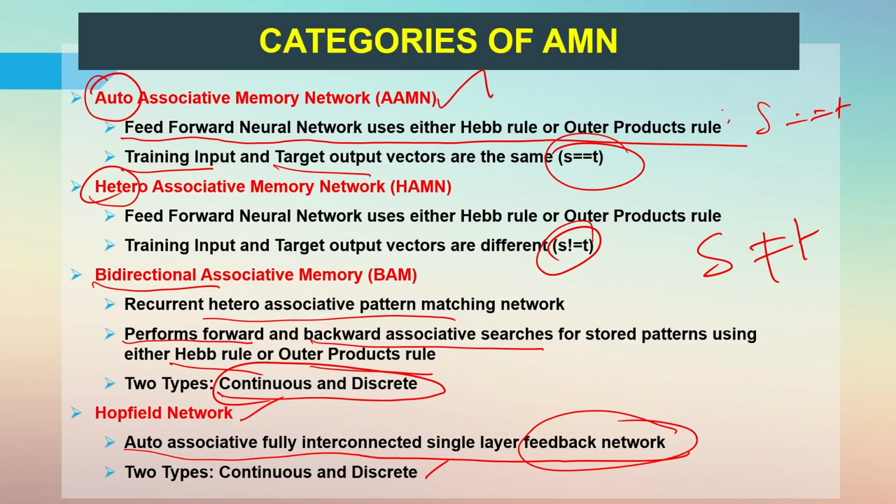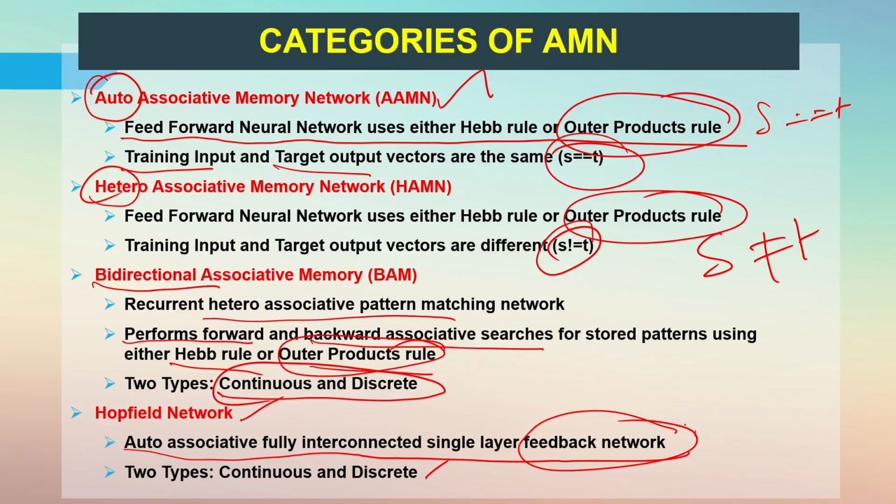Almost all associative networks, auto-associative network, hetero-associative network, bidirectional associative network, Hopfield network, follow this principle if you use the outer product rule. The architecture is a feed forward neural network. The rule can be either Hebb rule or outer product rule. But with auto-associative, you have a single feedback connection, and it is a little different when compared with other kinds of neural network.